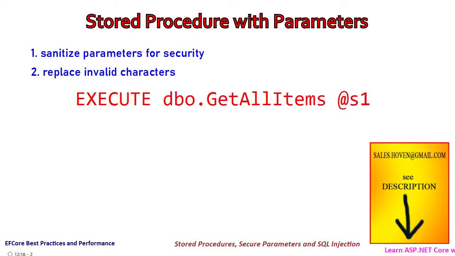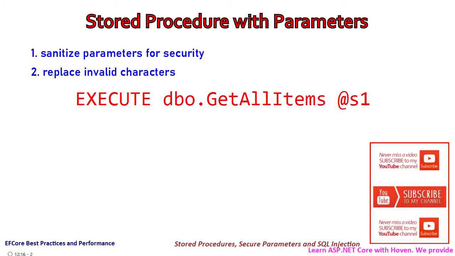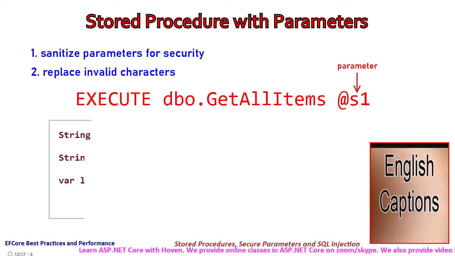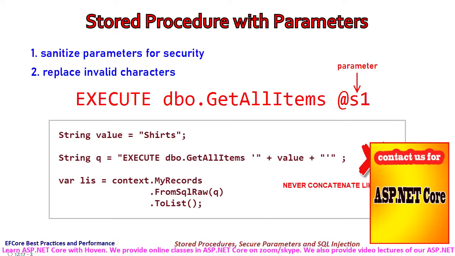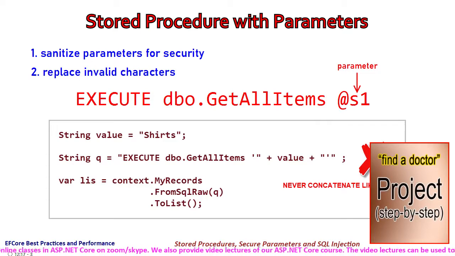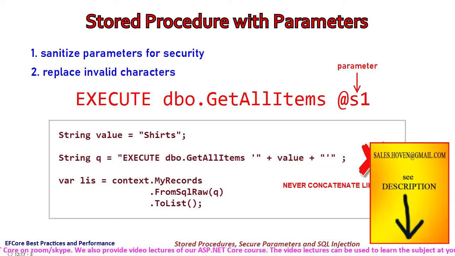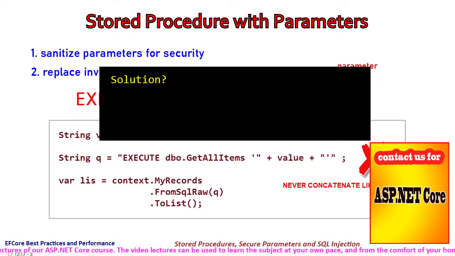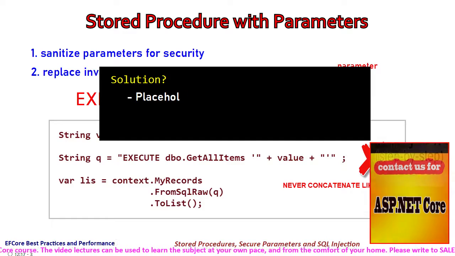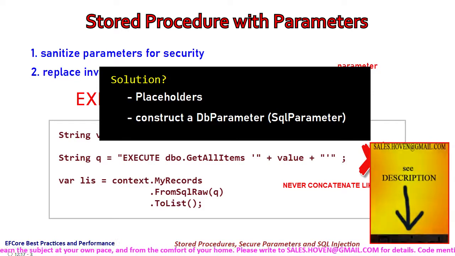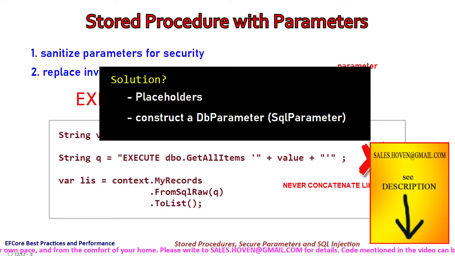Suppose we have to execute a stored procedure, execute dbo.getAllItems @s1. In this statement, the name of the parameter is s1. Let's have a look at the wrong way of calling this stored procedure. The wrong way is to use string concatenation to construct the query string. You might be tempted to do this, but you should never do this because it is prone to SQL injection attacks. So how do we solve this problem? There are two ways of solving this problem. The first is to use placeholders, and the second is to construct a DB parameter or SQL parameter and pass it as the parameter value.